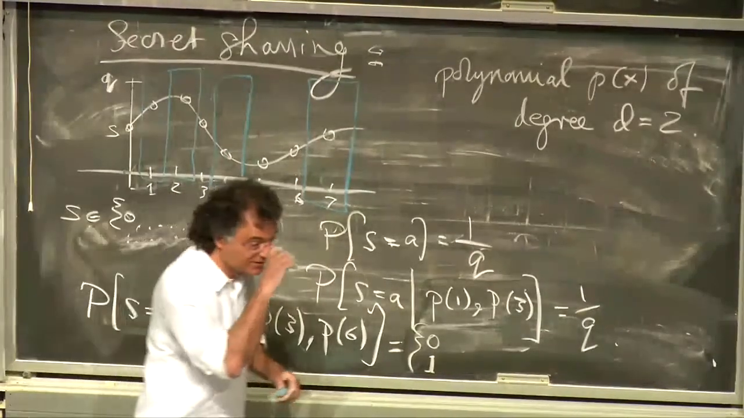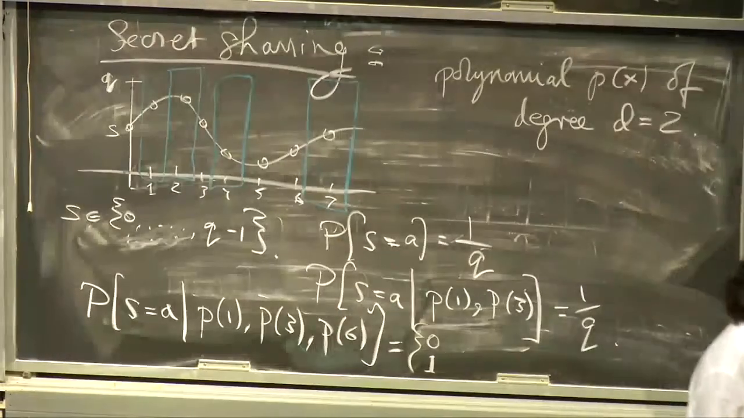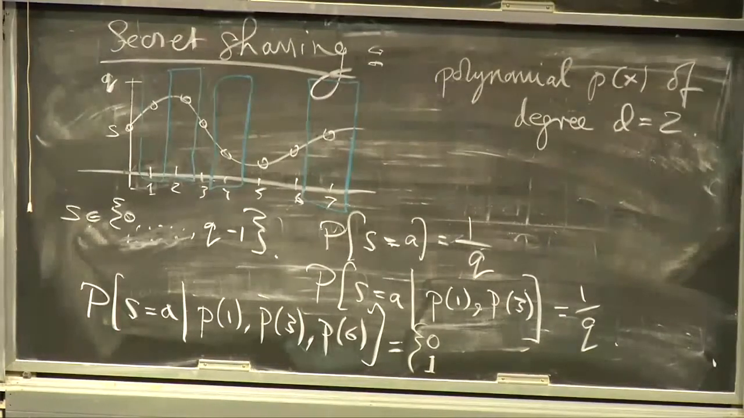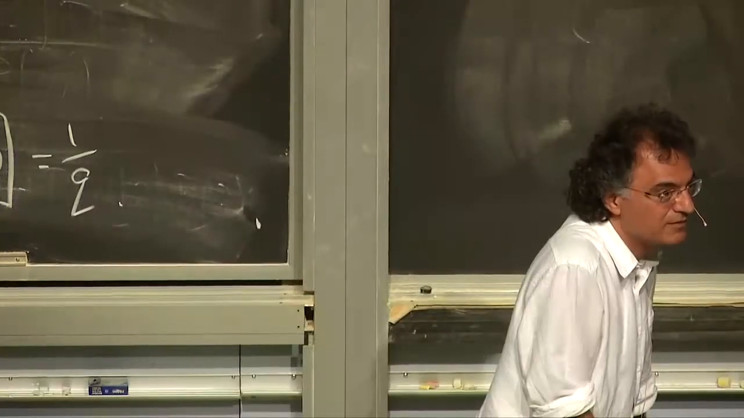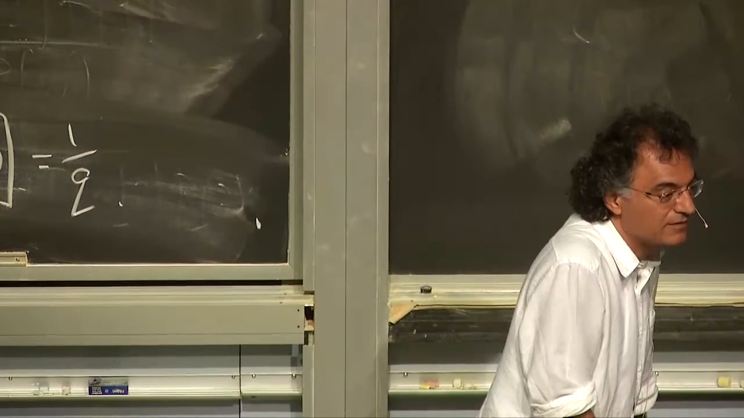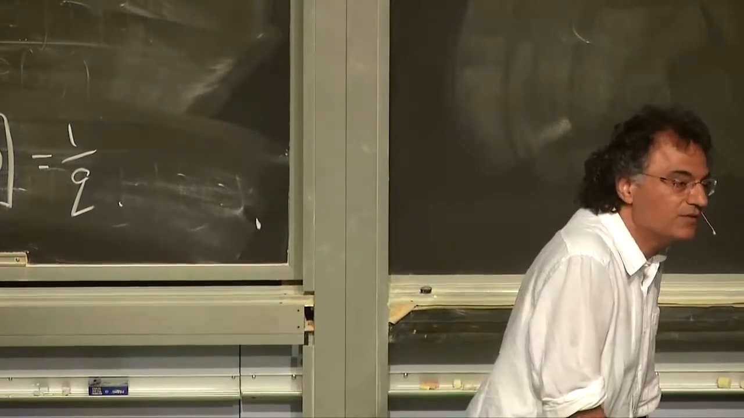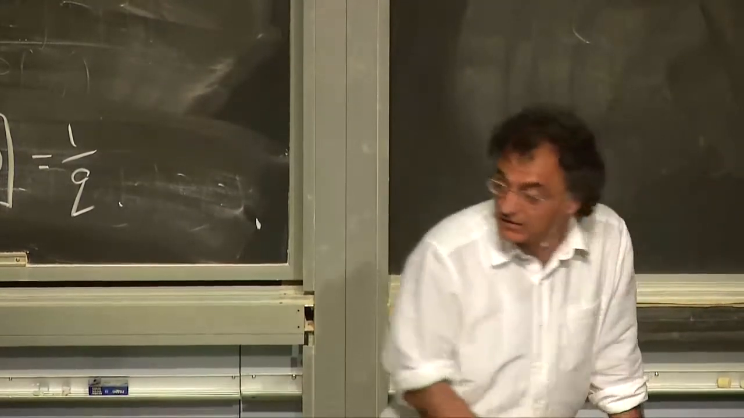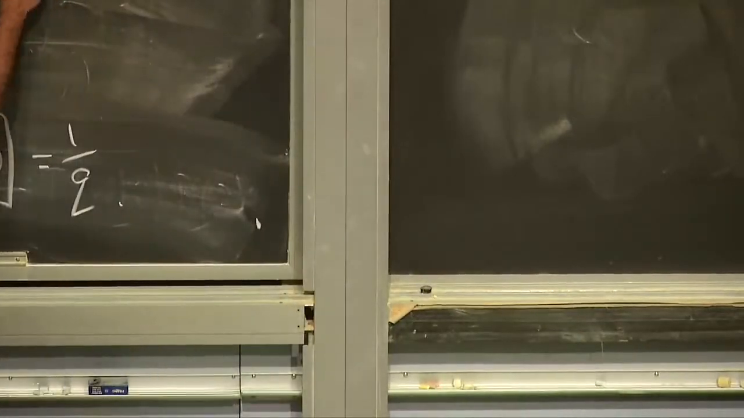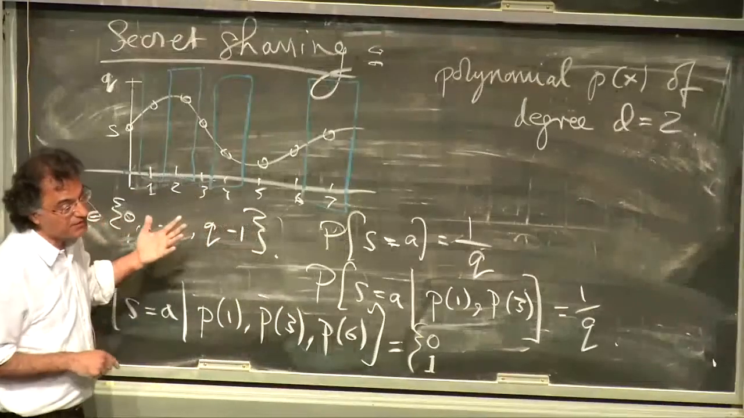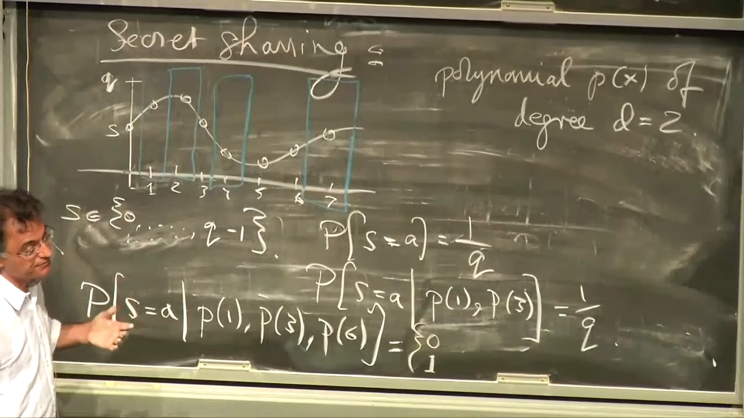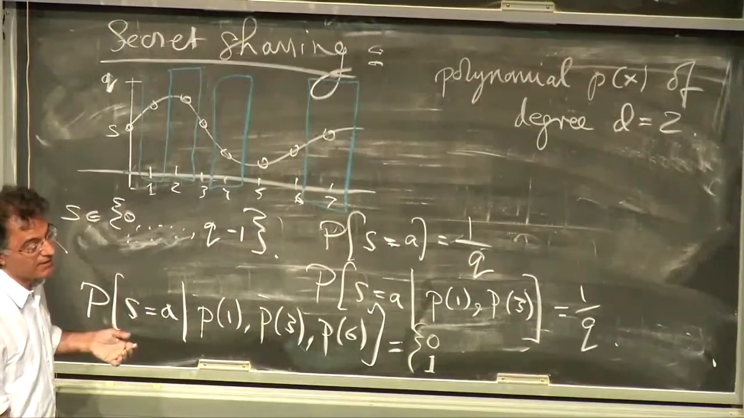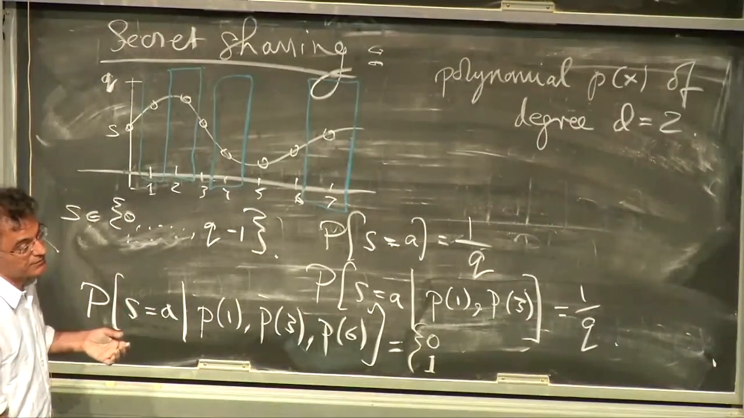Yes? If you weren't told that it was a polynomial of degree 2, you just pick random points, there would be no way to figure out if the fourth point should be random or not. If you didn't know it was a polynomial of degree 2, but what was the condition you were given? You're given, you see the 4 random points. Would you still, there would be no way.